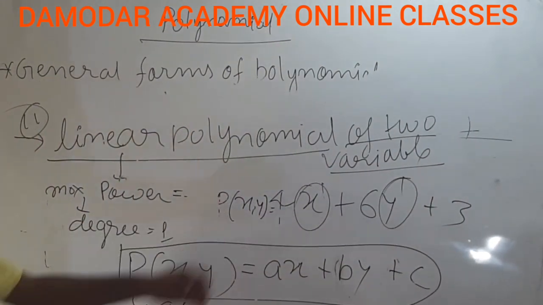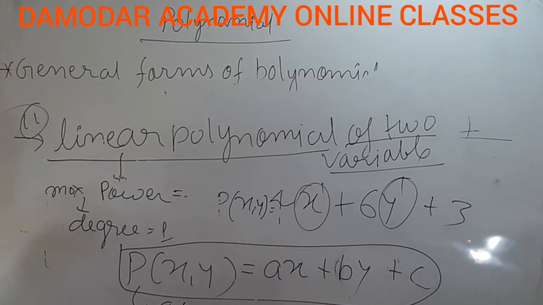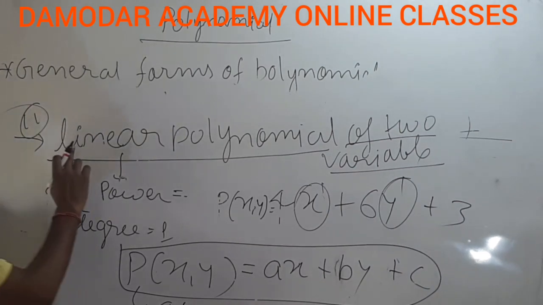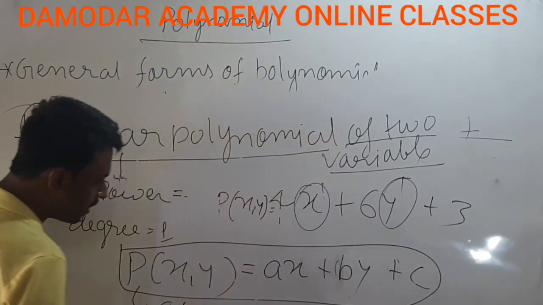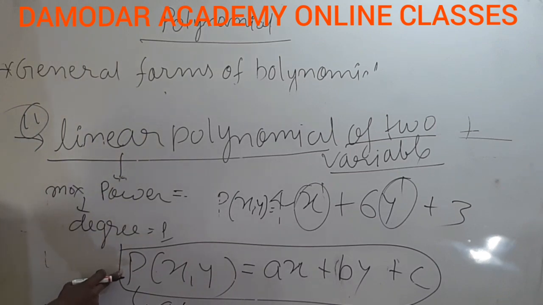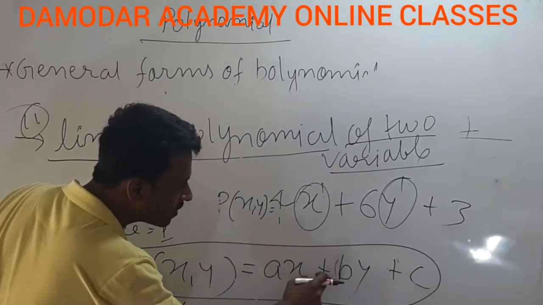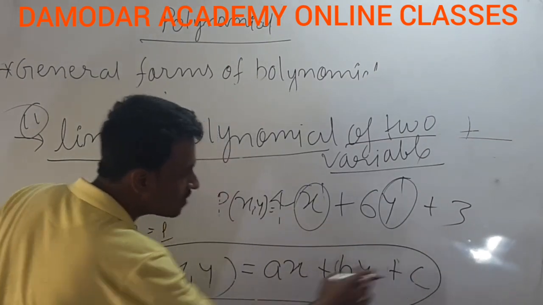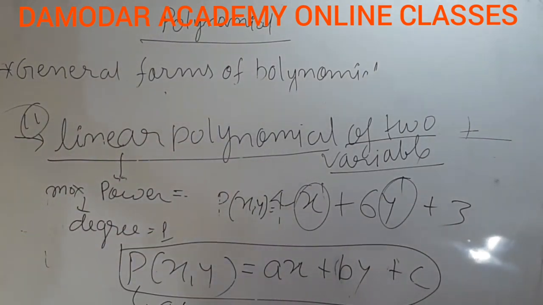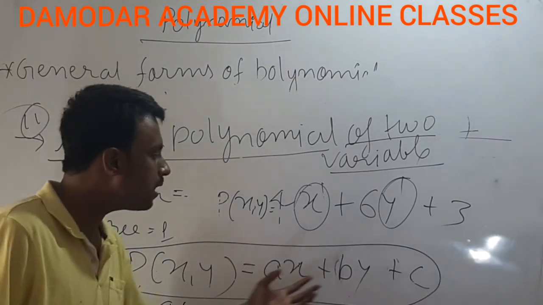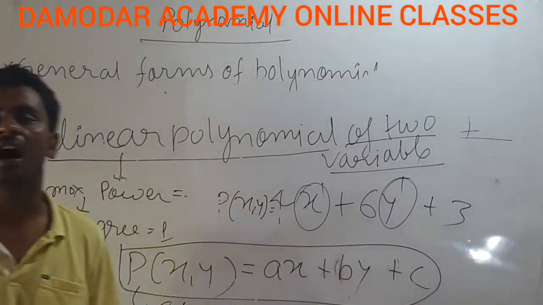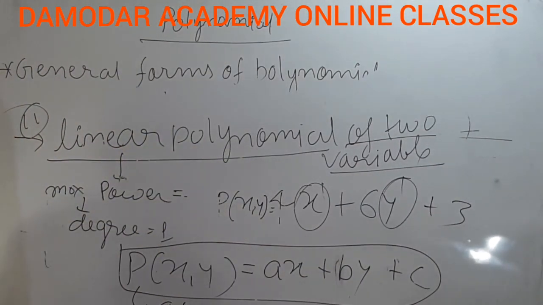These types of forms is written here. So always remember, a linear polynomial of two variables, the general form is p(x, y) = ax + by + c, where x, y are the variables and a, b and c are the constant terms. And for this case, a is not equal to 0 and b is not equal to 0.